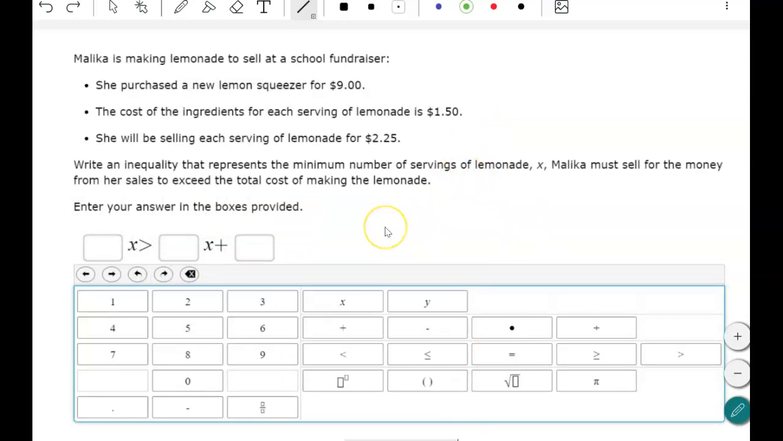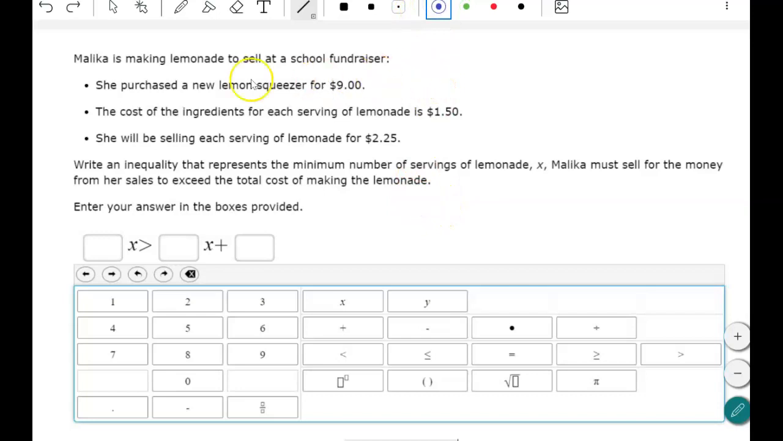Malika is making lemonade to sell at a school fundraiser. She purchased a new lemon squeezer for $9. The cost of the ingredients for each serving of lemonade is $1.50. She will be selling each serving of lemonade for $2.25. Write an inequality that represents the minimum number of servings Malika must sell for the money from her sales to exceed the total cost for making the lemonade.